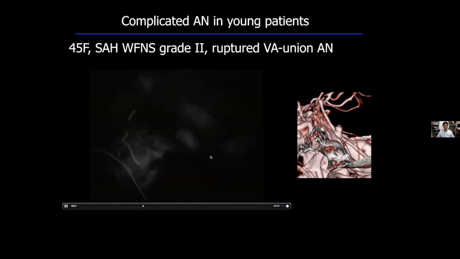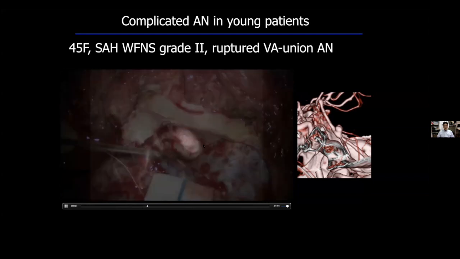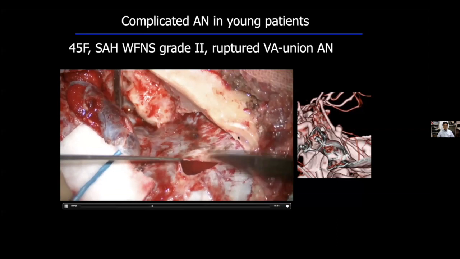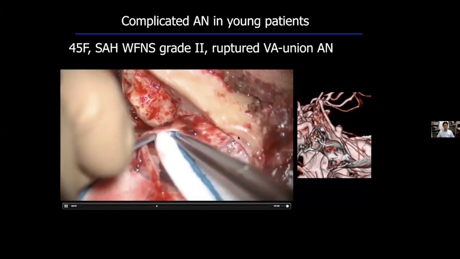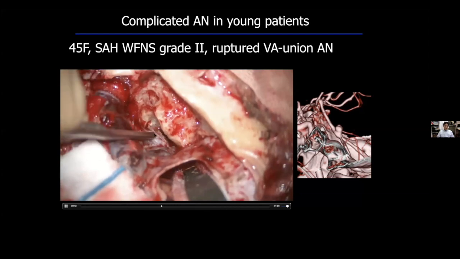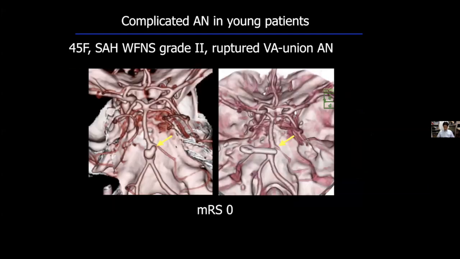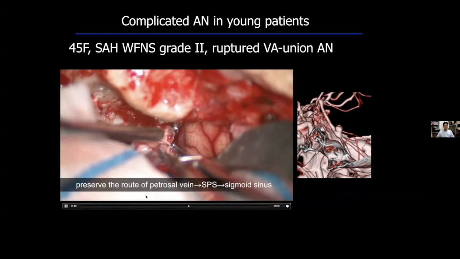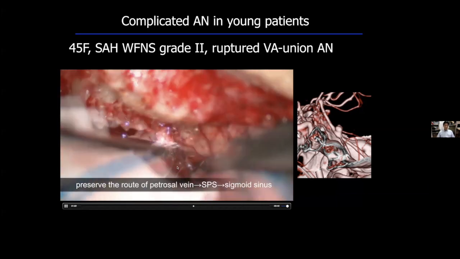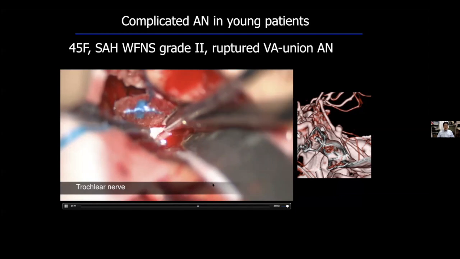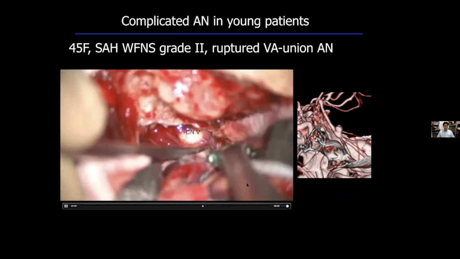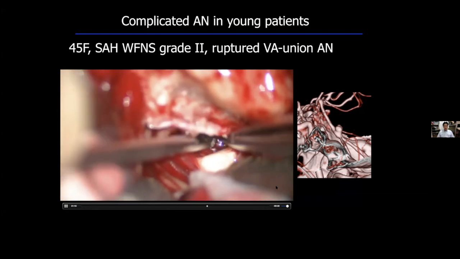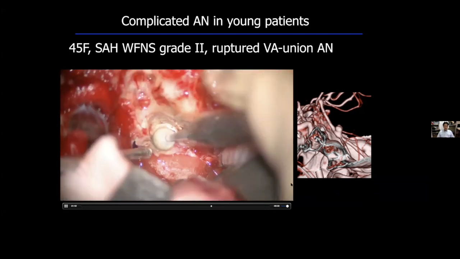And now I'm confirming. You see here, this is the sigmoid sinus, which is patent. And again, I'm trying to preserve this flow: the petrosal vein, superior petrosal sinus, and the sigmoid sinus. So I try to preserve the root of the petrosal vein. I cut the superior petrosal sinus at the anterior portion. And then I'm approaching the basilar trunk.